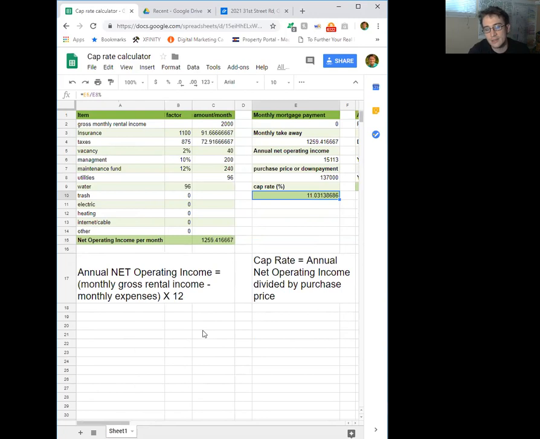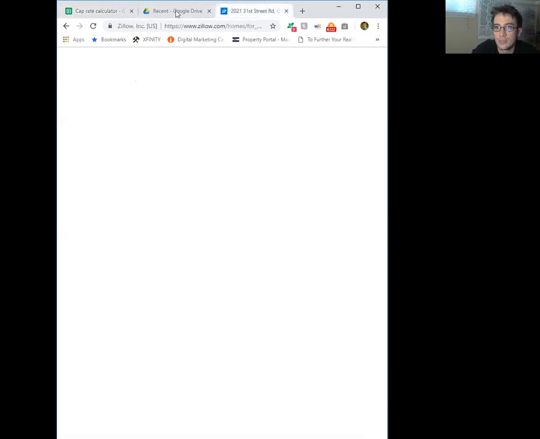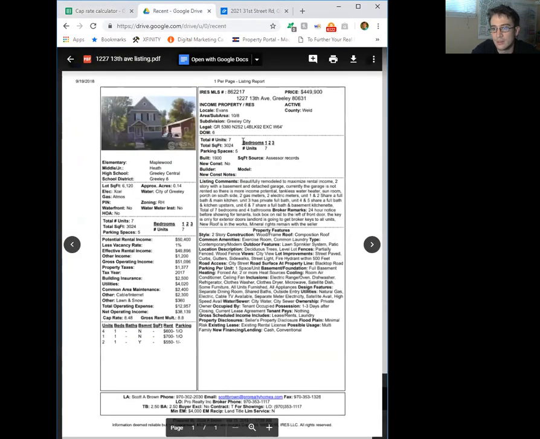So yeah, that's basically how you find out your cap rate. I'm going to do the same thing with an example from one of my buddy's listings on the MLS. So I'll go ahead and show you that property right here. So this is one of my friend's examples.